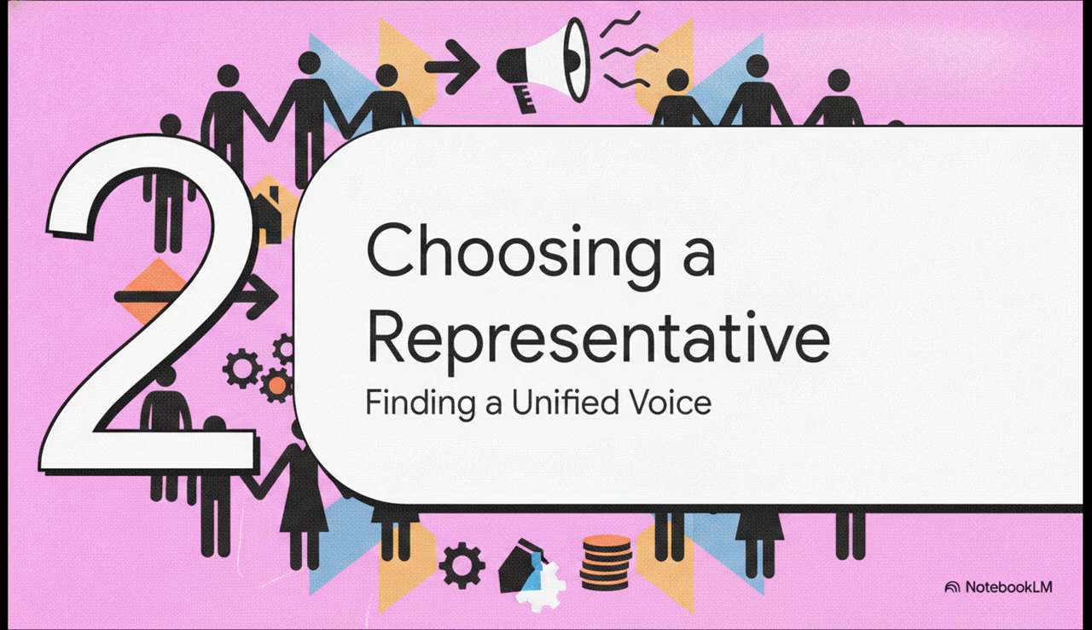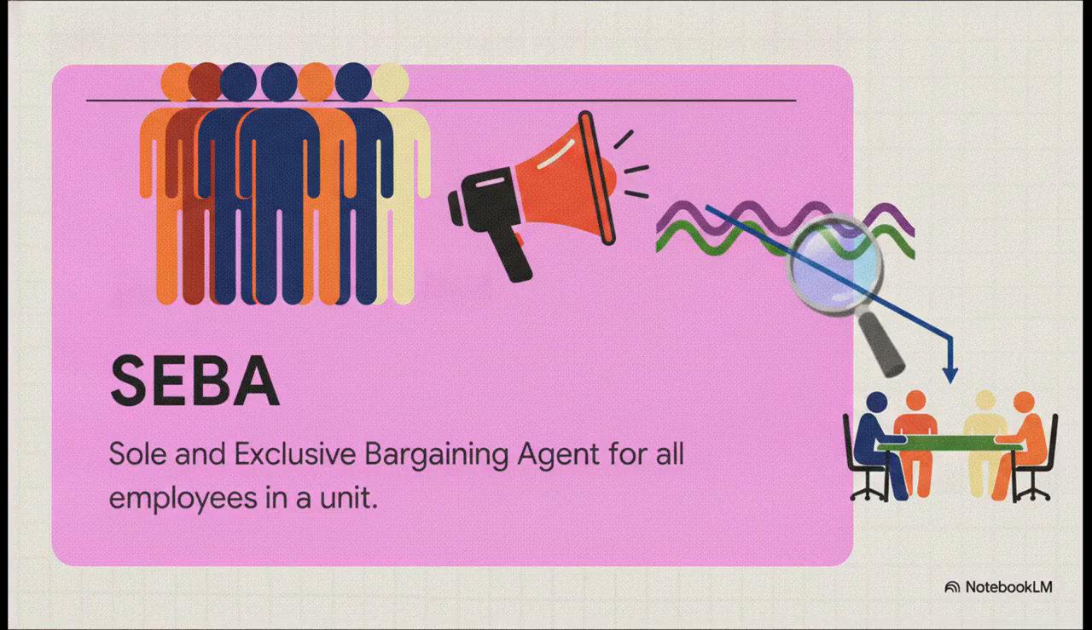Moving right along to Section 2, choosing a bargaining representative. So once workers have organized, the very next phase in the life cycle is choosing who will actually speak for them. But how do you decide which workers are grouped together to negotiate in the first place? Well, the Supreme Court uses what's called the substantial mutual interest test. Basically, this means workers are grouped together based on having similar duties, wages, working conditions, and skills.